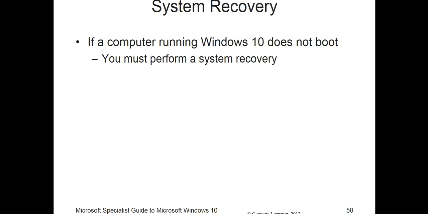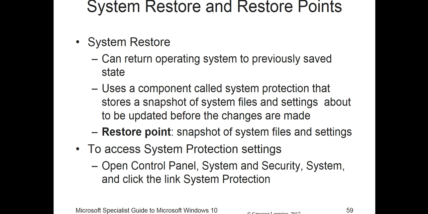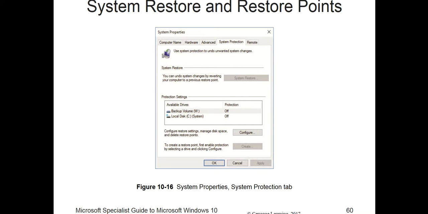If a computer running Windows 10 does not boot, you have to perform system recovery. Now, if you have restore points, it makes recovery so much easier. A restore point is just a snapshot of the way things were set, how it was all laid out at a certain point in time. It goes back and makes it the way it was back at that point. If you don't have those restore points, you have nothing to restore it to. So we've got to have that enabled, turned on. And here's our interface.